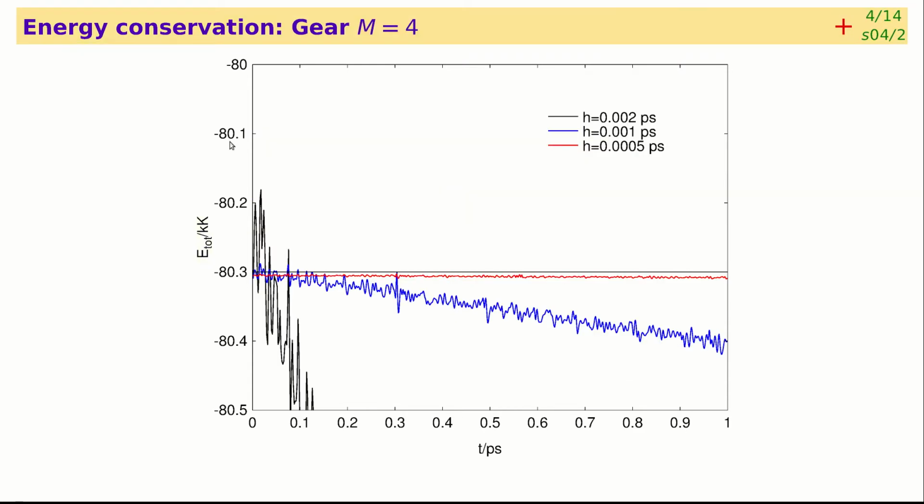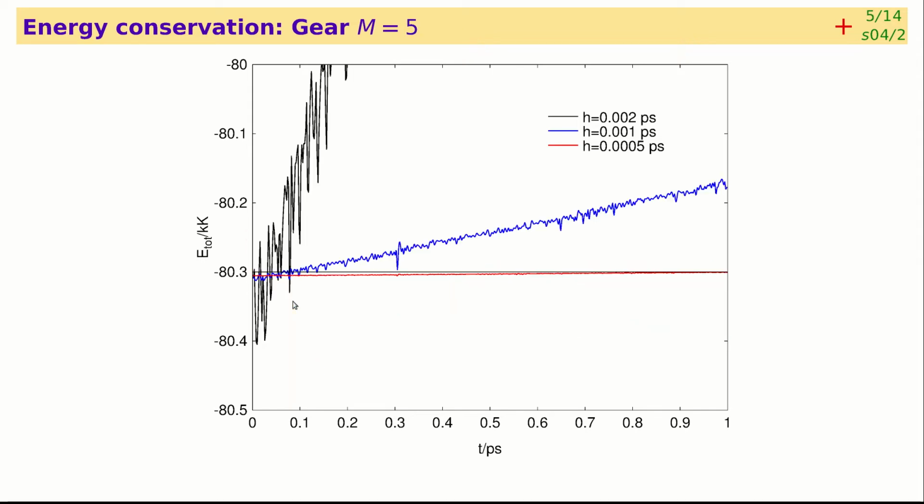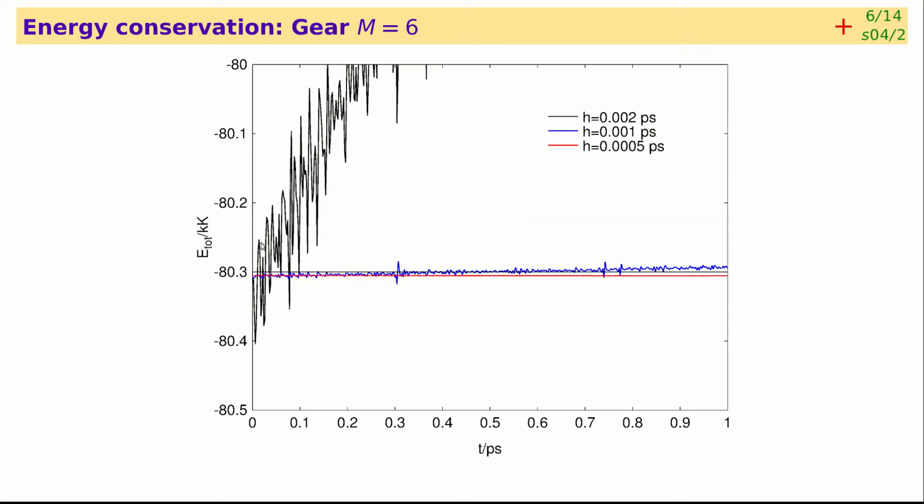The Gears methods work well if you have a very short time step, and have a trend if our time step is longer. This is a higher order Gears method, and this is a very high order Gears method. It is very accurate if we have a very short time step, but with such a long time step it doesn't work well.